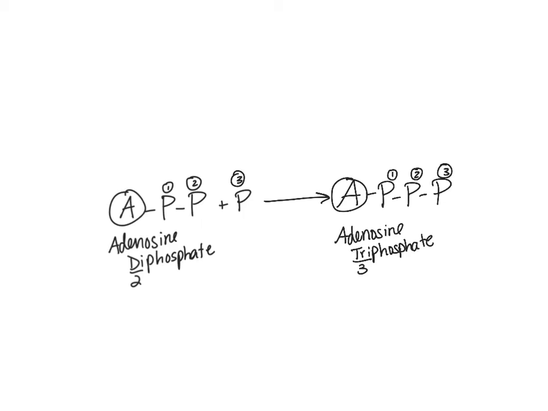Now, this reaction is reversible, so we can also draw a backward arrow, because remember, we can essentially make and break that bond between the second and third phosphates in order to either store energy or release energy. So in order to make that bond, there has to be an input of energy because you have to store that energy. Okay, so we can think about energy. In this case, it's going to be energy from the organic compounds that you eat.